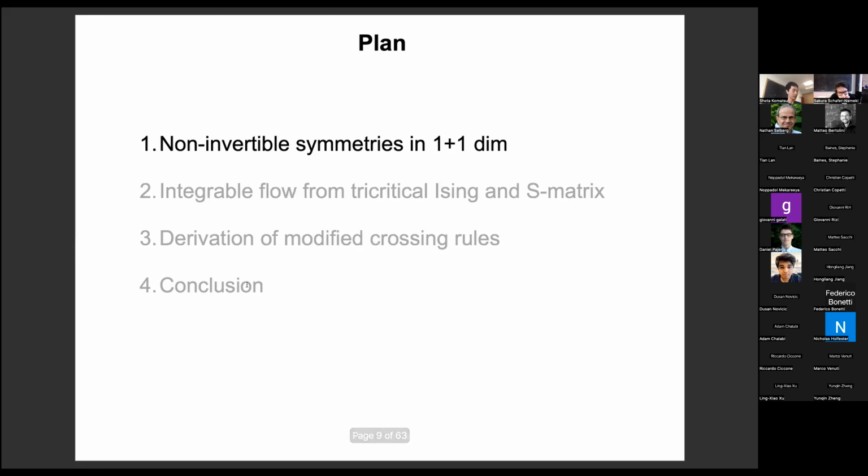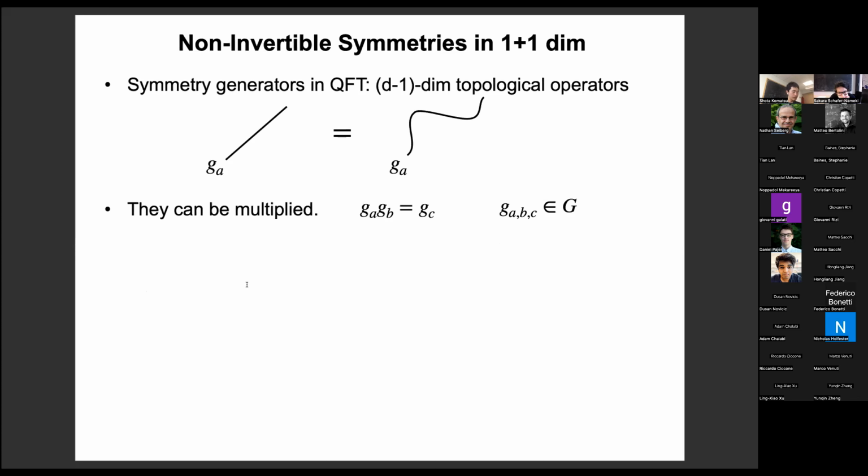Okay, so let's start with the non-invertible symmetry review. By now, we all probably know that the symmetry generators in QFT are basically D-1 dimensional topological operators. Because it's a topological operator, you can deform it in an arbitrary way. In particular, you can move it in the time direction, and that amounts to a conservation of the charges. And in the case of 1+1 dimensions, which is a two-dimensional system, D-1 dimension means one dimension.